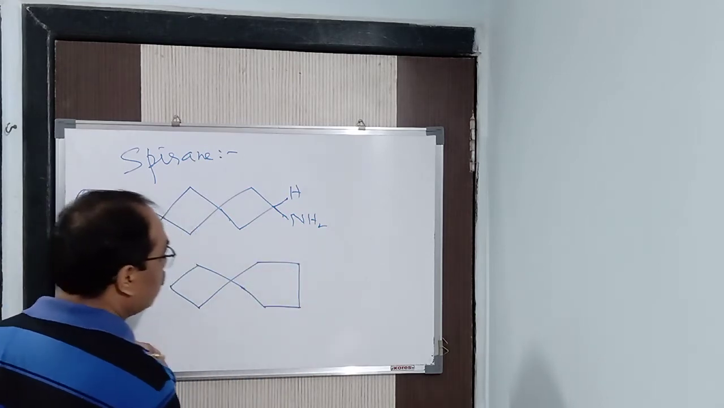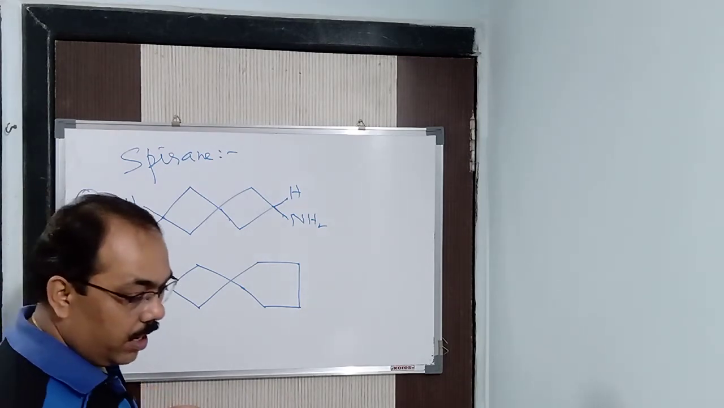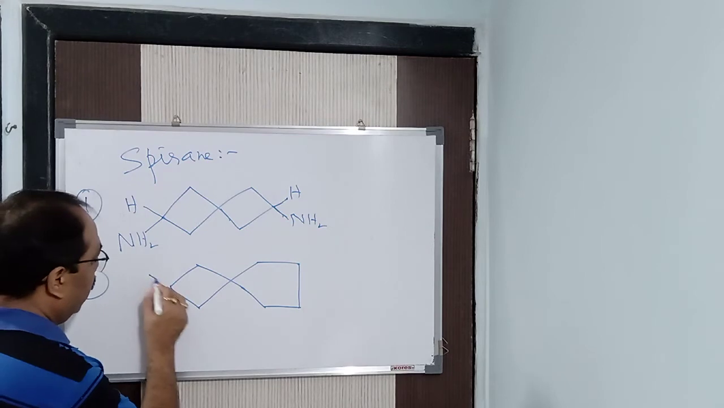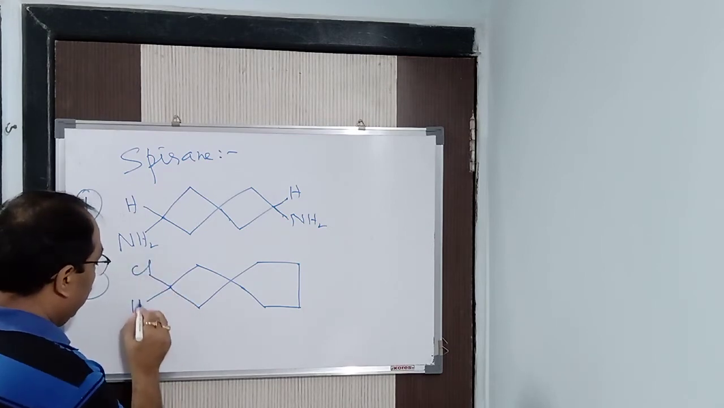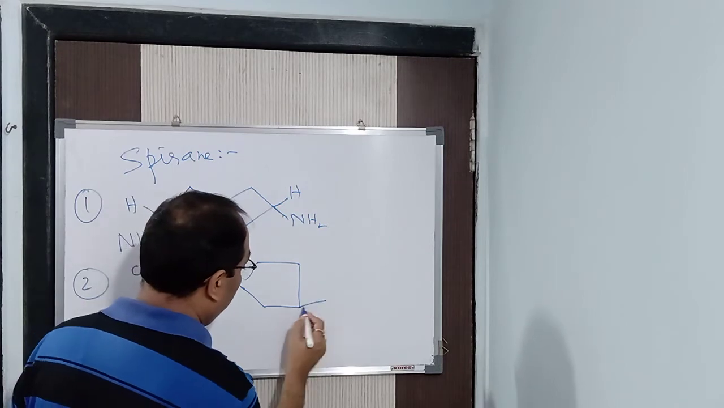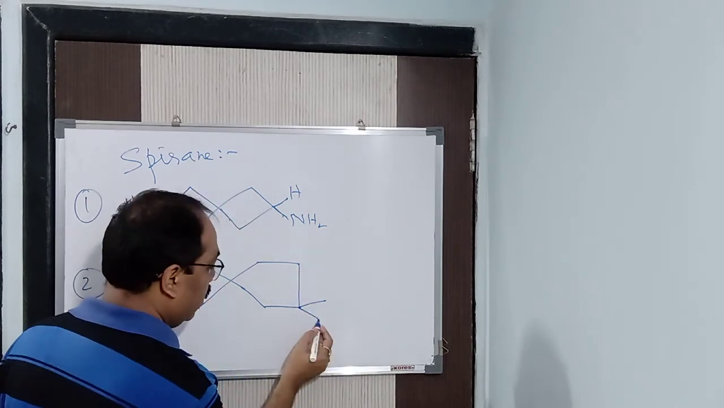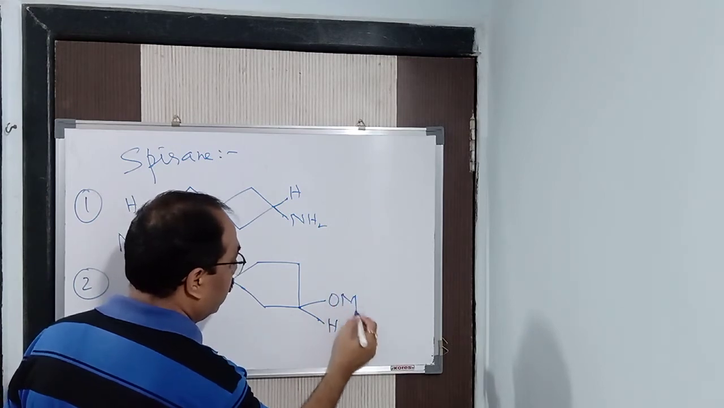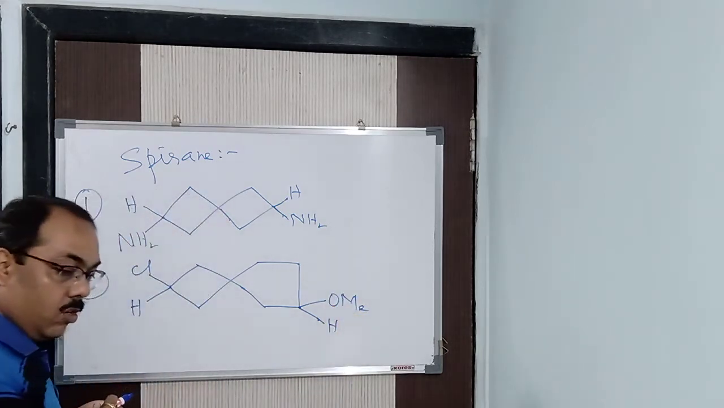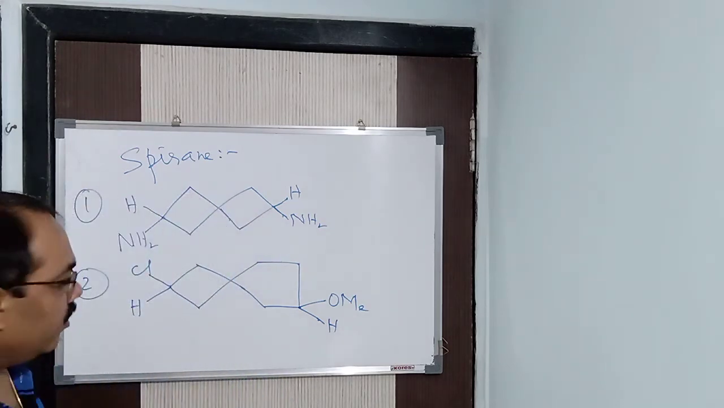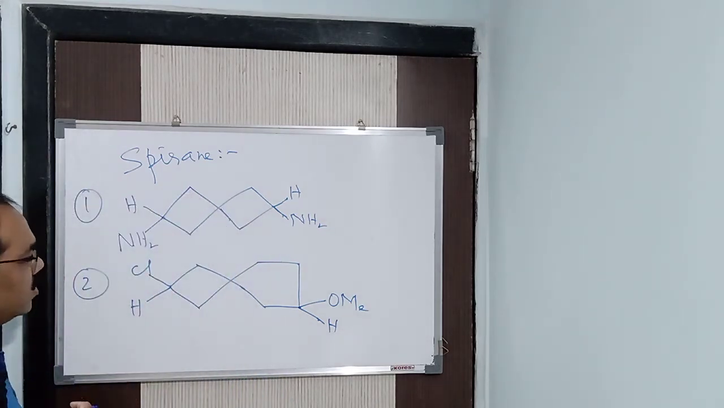Let me make it in this way. Okay, and here that is, let me put here, that is Cl, here it is H, and here, let me do one thing. I can put it here also, same thing. So suppose H here and OMe. OMe, you know it or not? Find it out. Okay, I've given it to you. So in this way, you name these two.